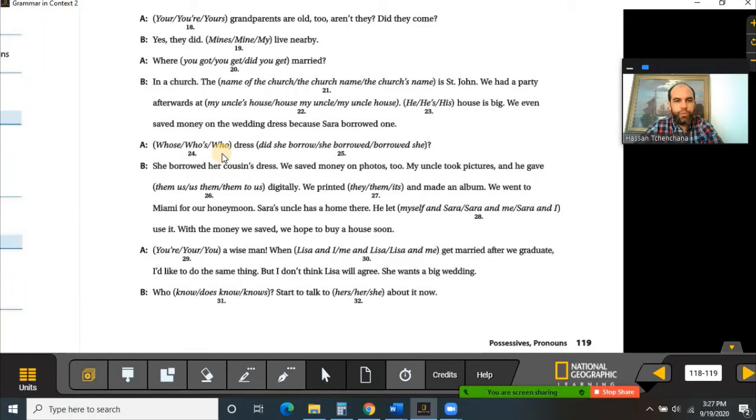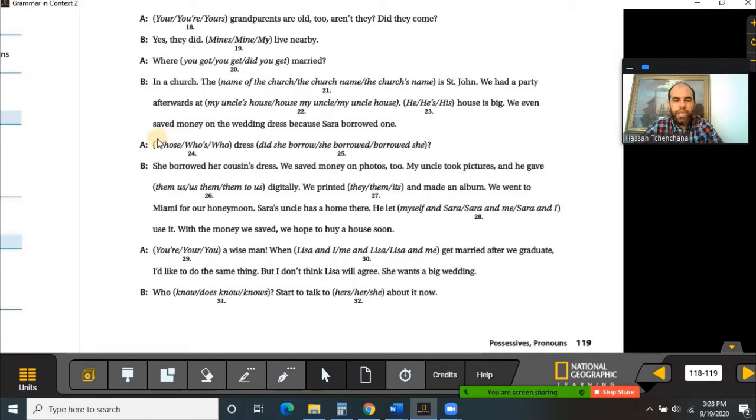Whose. Now, when we ask about possession, who possesses something, we have to use whose. This one asks about possession. Who or what possesses something? Whose dress? Or to whom something belongs. Whose dress? This is incorrect. Who is incorrect. Whose dress? Did she borrow? She borrowed she.